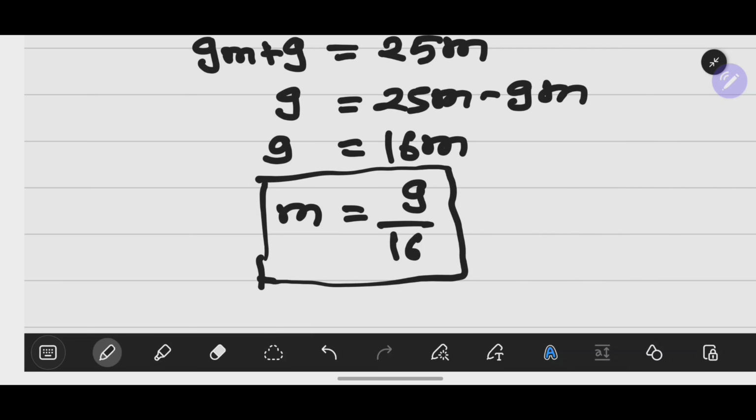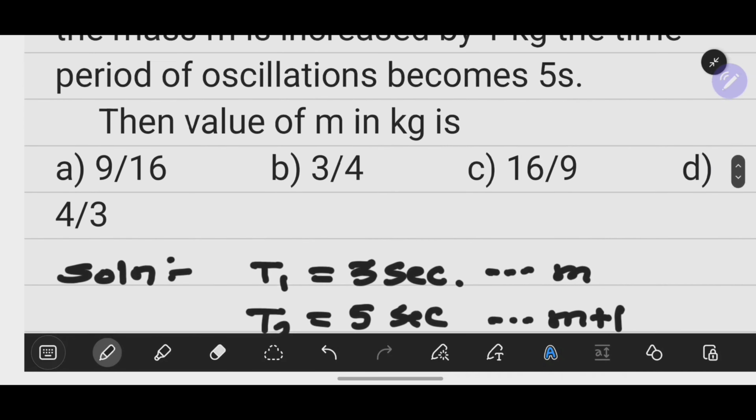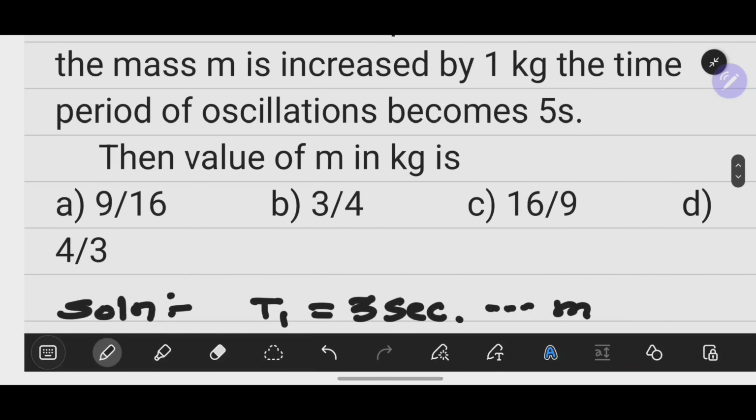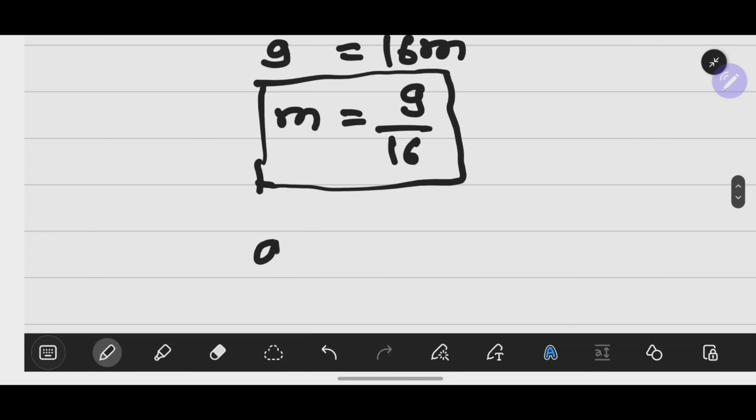Then choose which option is correct. Going up, we got 9 by 16, which means this option is correct, that is option A. Option A is correct. Option A, 9 by 16.